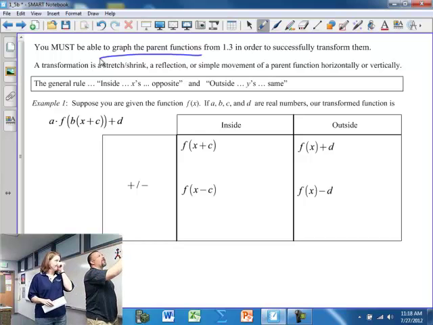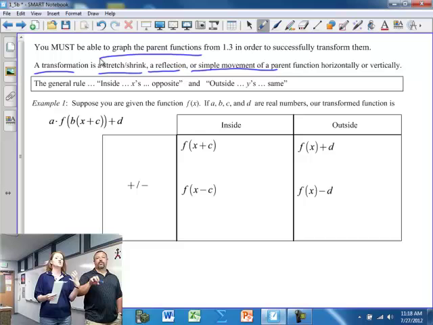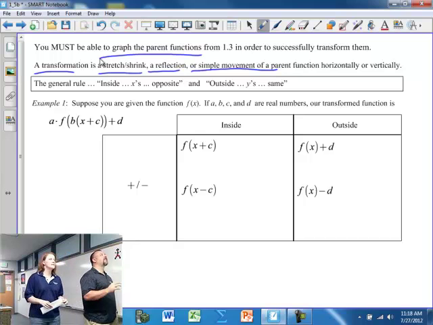Any key things to remember? Real quick, what is a transformation? It's a stretch, a shrink, a reflection, or a simple movement left, right, up, down, horizontally, or vertically. Transformer means change.